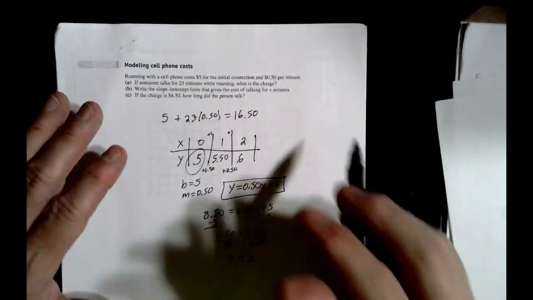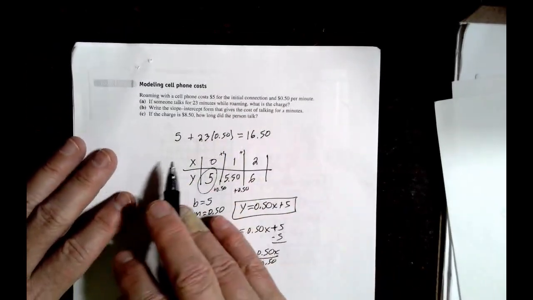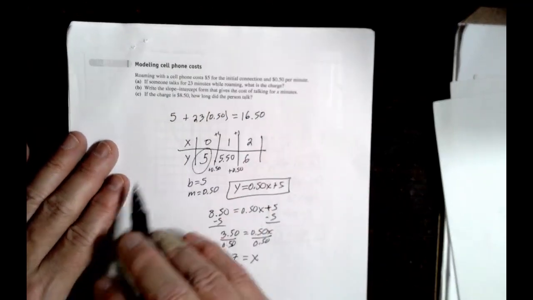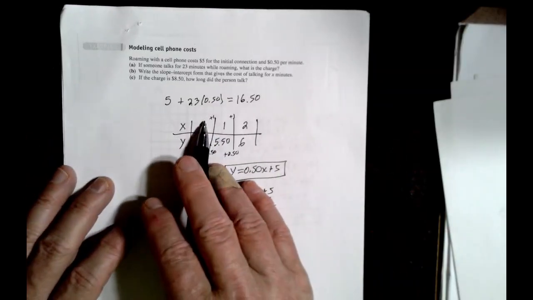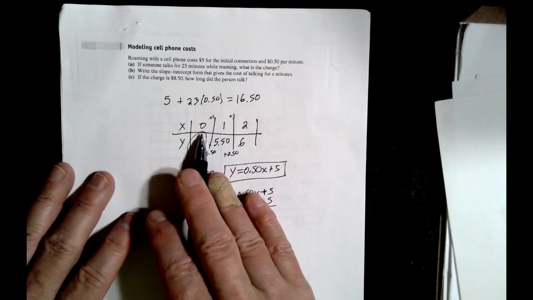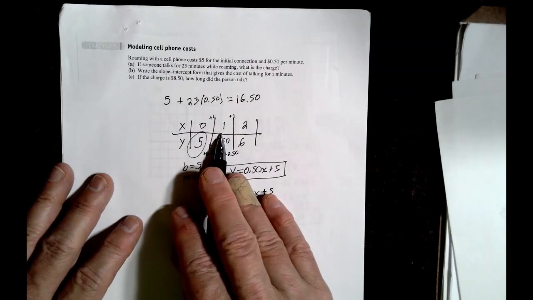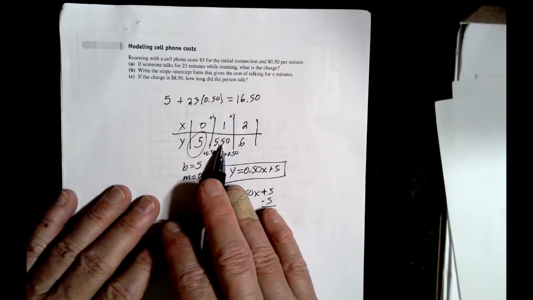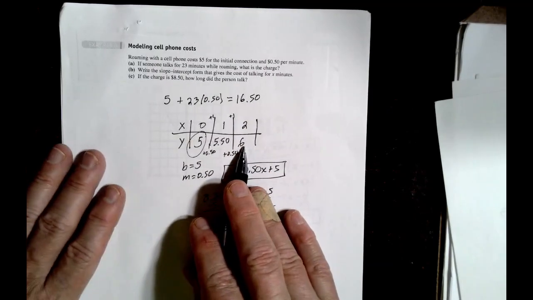Okay, someone has a cell phone that costs $5 for the initial connection and 50 cents per minute. If someone talks for 23 minutes while roaming, what is the charge? Well, let's first figure out the more basic things. Let's say we buy the phone and we don't use it at all. 0 minutes. Okay, so 0 minutes, it's going to cost us $5. Now what if we talk for just 1 minute? Well, it costs us $5 plus 50 cents more, $5.50. What about 2 minutes? Another 50 more cents, or $6.